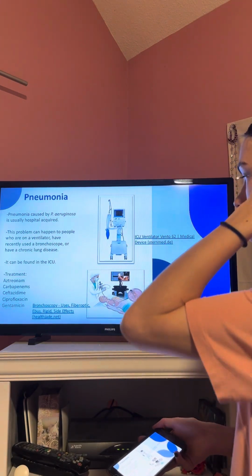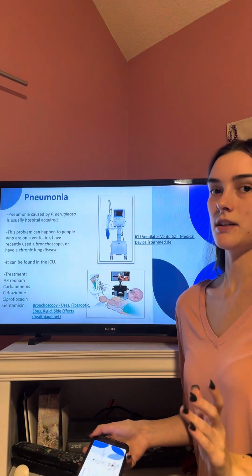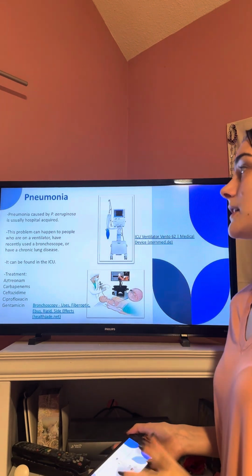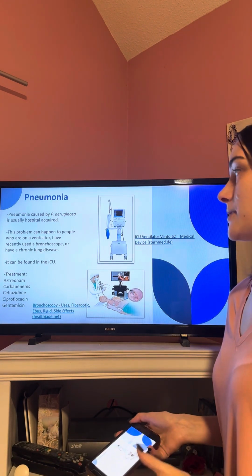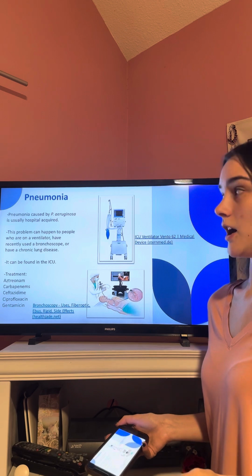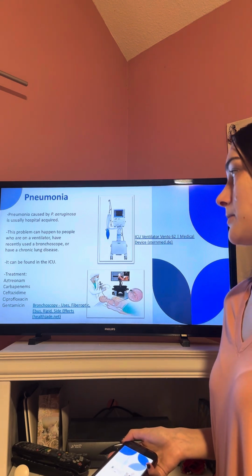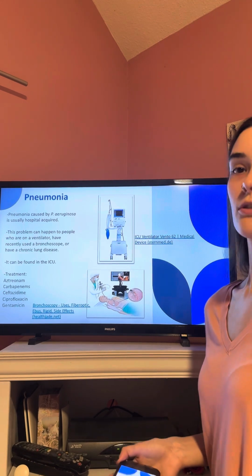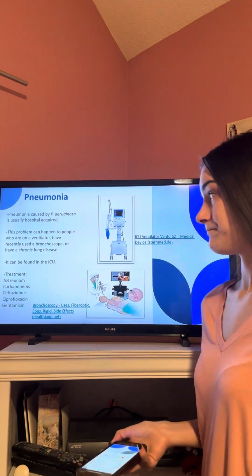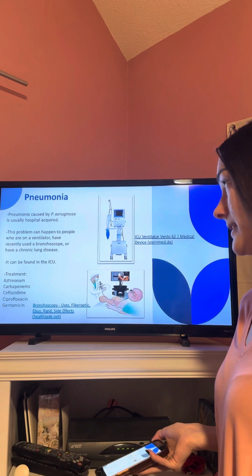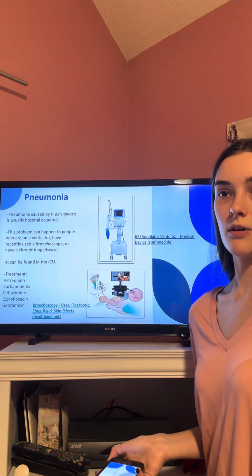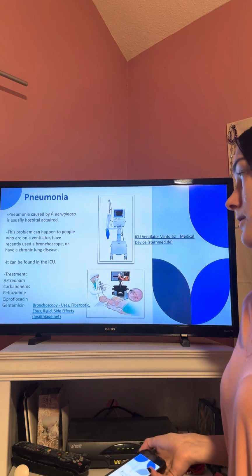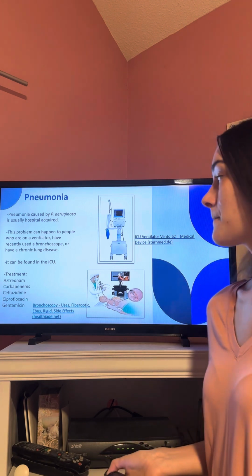Pneumonia. Now, this isn't seen as much as the other types of infections, but pneumonia can be caused by this bacteria, and it is usually acquired in the hospital. This problem can happen to people who are on a ventilator, have recently used a bronchoscope, or have a chronic lung disease like COPD. And it can be found in the ICU because people in the ICU are usually on a ventilator or having something to help them breathe.